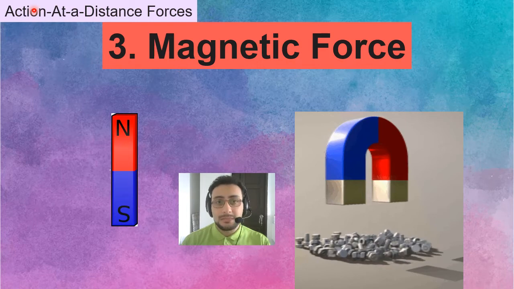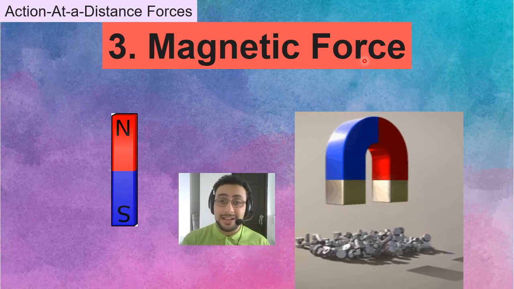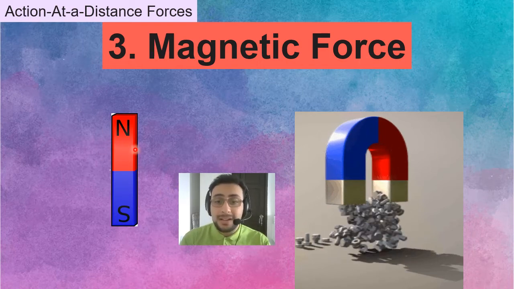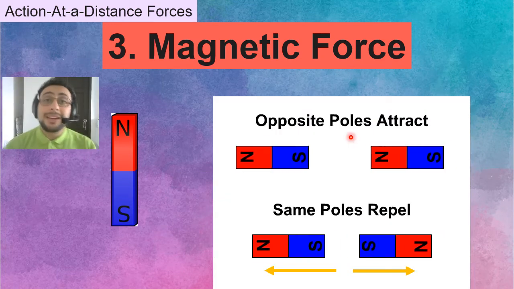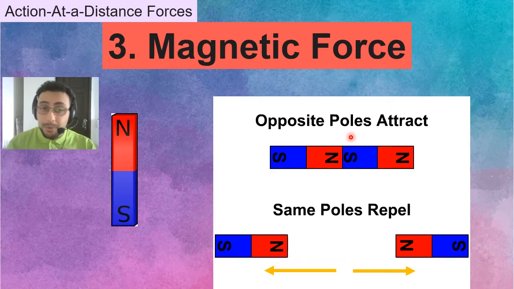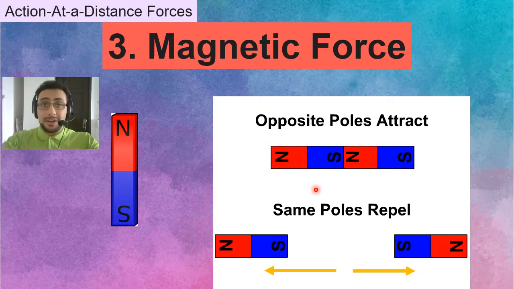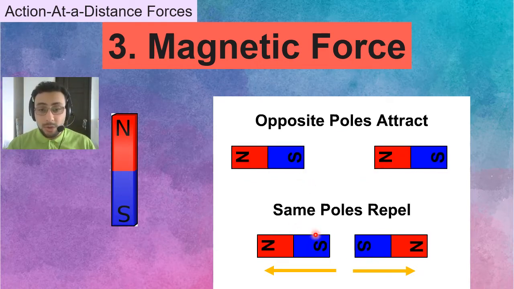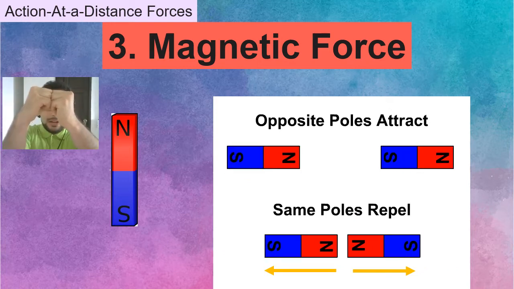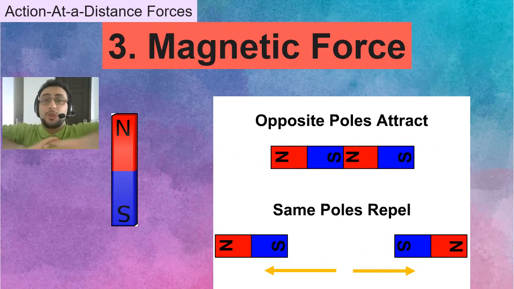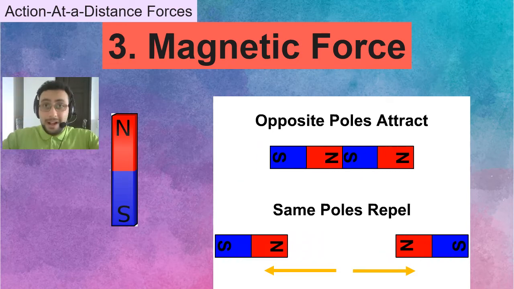Magnetic force. Now, magnetic force is the force that comes from magnets. These are called magnets. You see, magnets attract metals, right? Now, magnets attract magnets too. For example, opposite poles attract. But if they are the same poles, for example, north and north, south and south, it's going to repel. It's not going to attract. It's going to repel. Repel is like you push. So if you put north and north, it's going to repel.